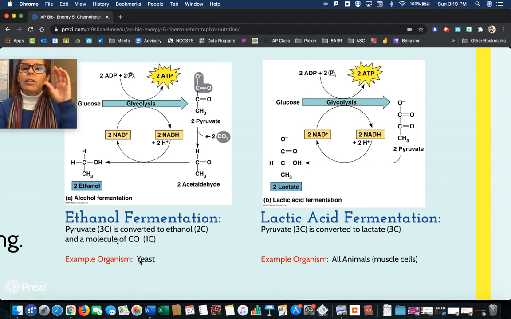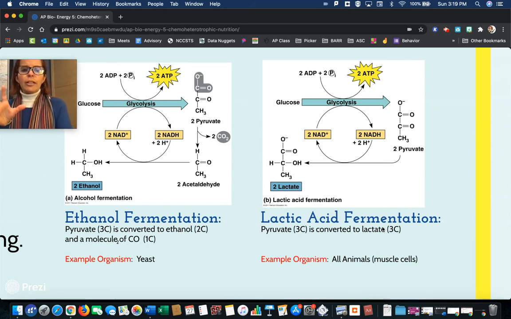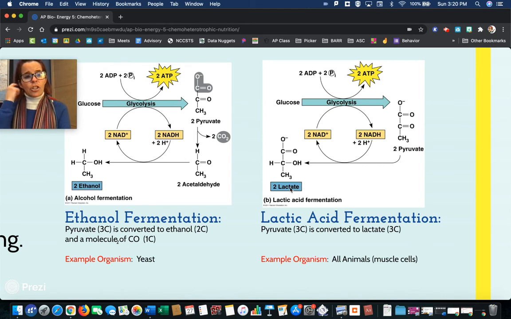You do something called lactic acid fermentation. So if there is not oxygen available for this whole process to continue, then we're not going to bother sending the pyruvate into your mitochondria. Instead, we're going to let the NADH drop off their electrons, and pyruvate is going to get converted into something called lactate. This is lactic acid fermentation, and we experience it. You've all experienced lactic acid fermentation. It's what makes our muscles sore and cramp.